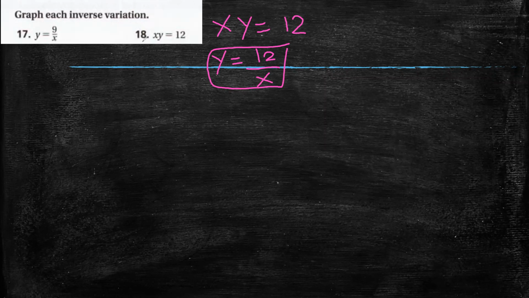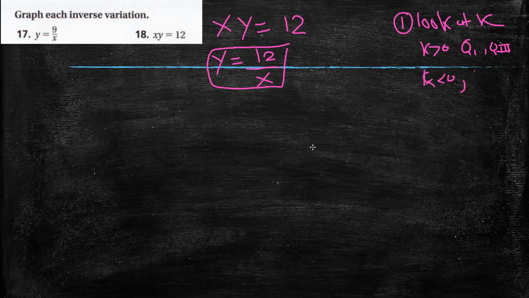As I told you, here you have 3 steps. The first step, look at k. If k is greater than 0, it will be in quadrant 1 and quadrant 3. If k is less than 0, it will be in quadrant 2 and quadrant 4. The second step, make a table. The third step, plot the points.